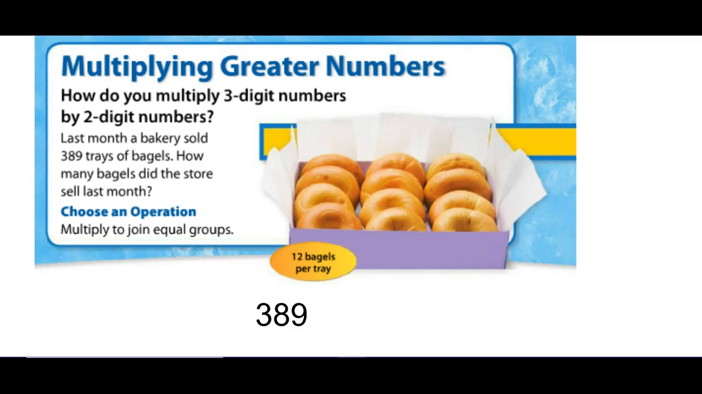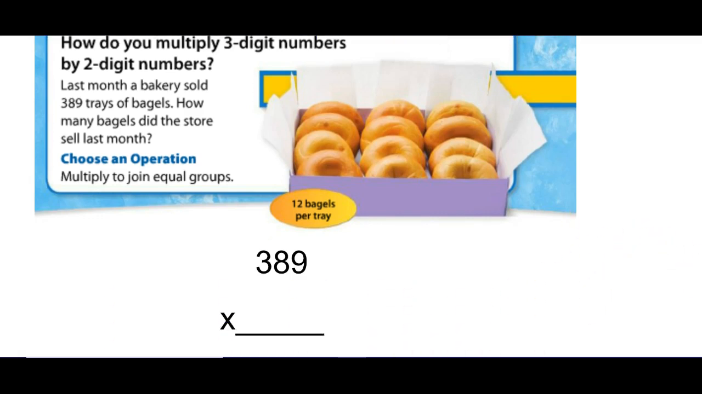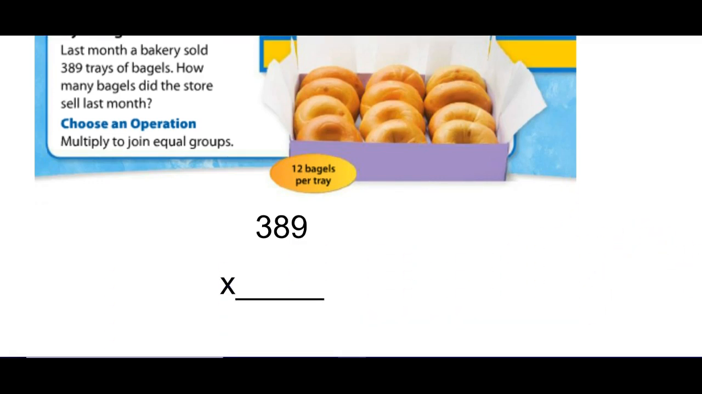Okay guys, so we're going to look at this very first problem here about the bakery. If you look at the top left, it says that last month the bakery sold 389 trays of bagels. How many bagels did the store sell last month? Well, if we look at the graphic, it says that there's 12 bagels per tray. So when we set this problem up, it's going to look like 389 times 12, because there's 12 bagels per tray.